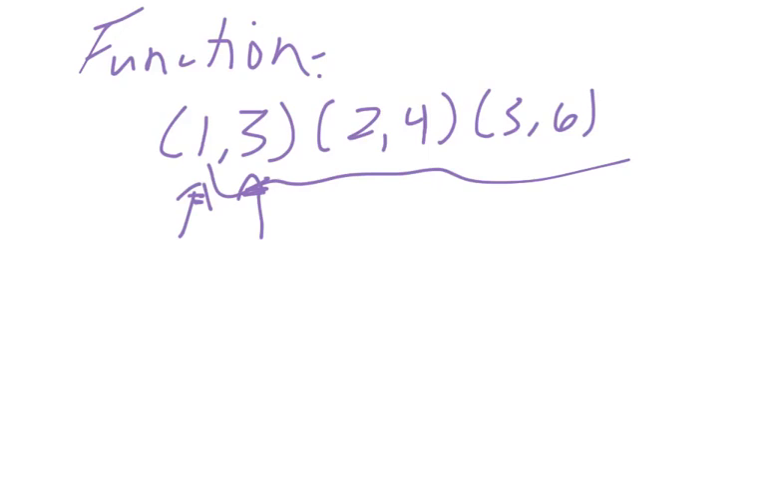Every time I put in 1, a 3 comes out. Every time I put in a 2, a 4 comes out. Every time I put in a 3, a 6 is going to come out. So this is an example of a function.